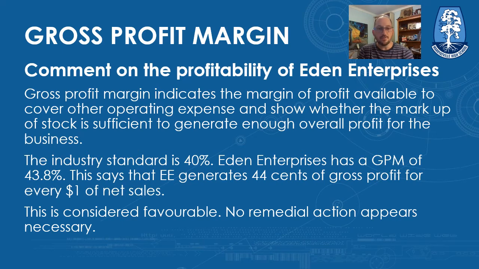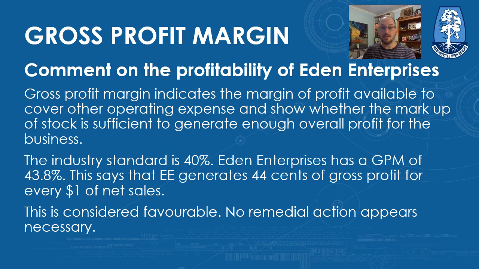Then let's state the industry average. The industry standard is 40%. Eden Enterprises has a gross profit margin of 43.8%. This says that Eden Enterprises generates 44 cents of gross profit for every $1 of sales. So I've just rounded that 43.8% up to 44, which is 44 cents of gross profit for every $1 of net sales. This is considered favourable. No remedial action appears necessary. And that's how you might comment regarding the gross profit margin of a business.